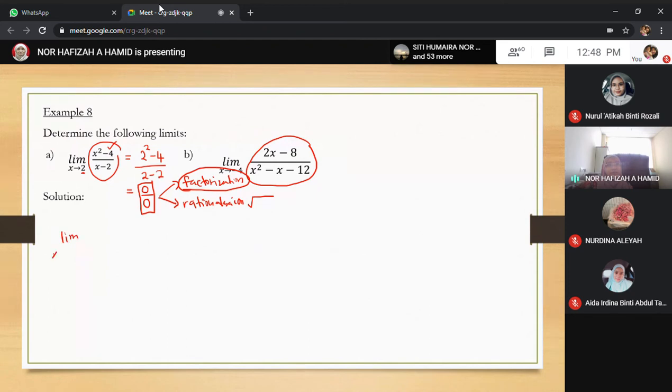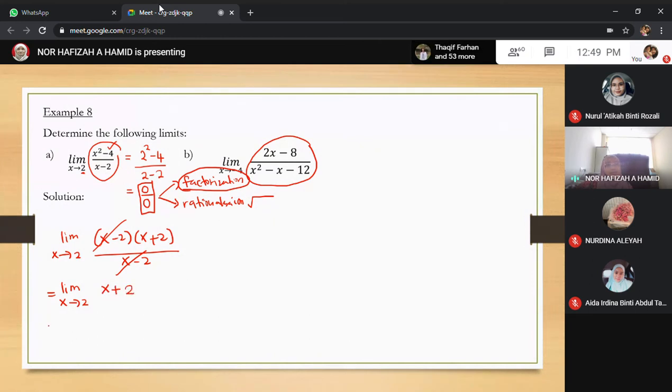Okay, so limit x approach to 2. So saya factorkan, you have x minus 2, x plus 2, over with x minus 2. So you factor ni maknanya after you factor, dia mesti ada yang common factor. So that you can cancel lah. Macam ni common factor dia is x minus 2 dengan x minus 2. So after you cancel, you have limit x approach to 2. So final function dia, you have x plus 2.